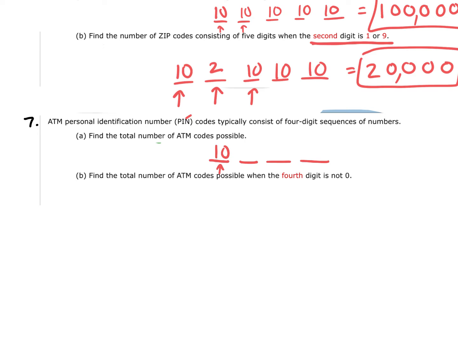10. What about the second spot? 10, 10, 10. Doesn't give any restrictions. So this would be 10,000.